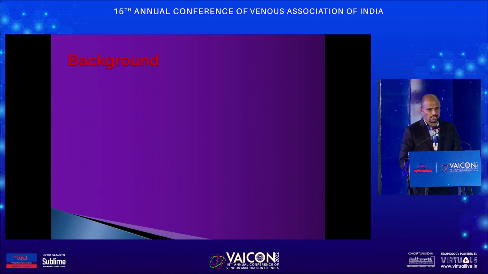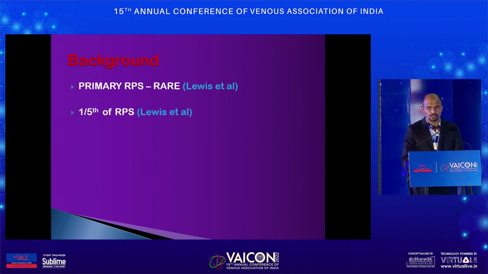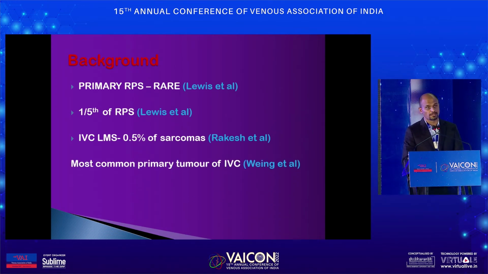Retroperitoneal sarcoma, as such, is a rare mesenchymal tumor arising in the retroperitoneum. Among this, approximately 1/5 are leiomyosarcoma. When it looks into leiomyosarcoma, IVC leiomyosarcoma comprises approximately 0.5% of the sarcomas in the body. So it is very rare. But when it comes to the primary tumor of IVC, LMS contributes approximately 50% of the tumors in the IVC. That's the most common.